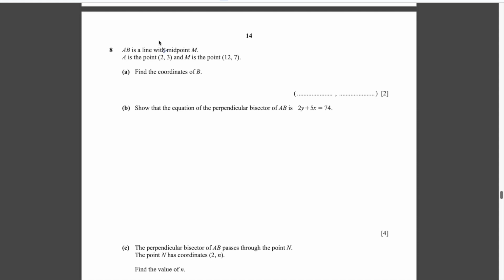64.6 kilometers. Question number 8, it says AB is a line with midpoint M, A is (2, 3), M is (12, 7), find the coordinates of B. So let B be, for example, X and Y. So we know that X plus 2 divided by 2 is the midpoint, which is 12. So 24, then if you do cross multiplication, X will be 22. The same for Y, so Y of B plus Y of A, which is 3, divided by 2 should be 7. 7 times 2, 14, minus 3, 11. So it is 11. So coordinates of point B.